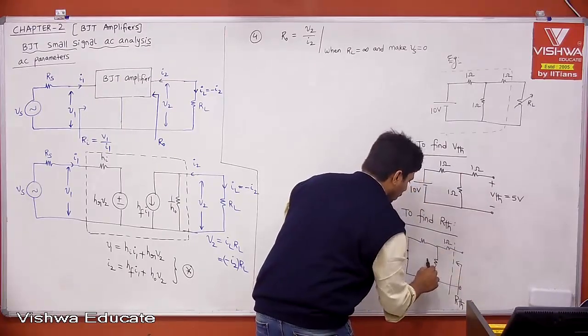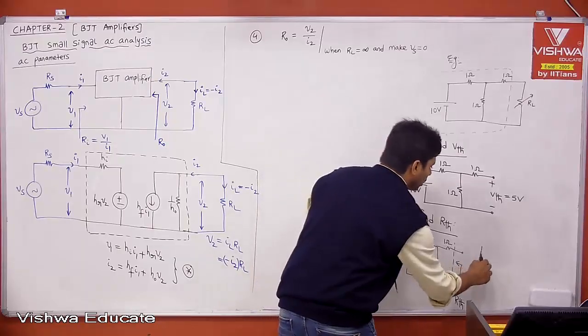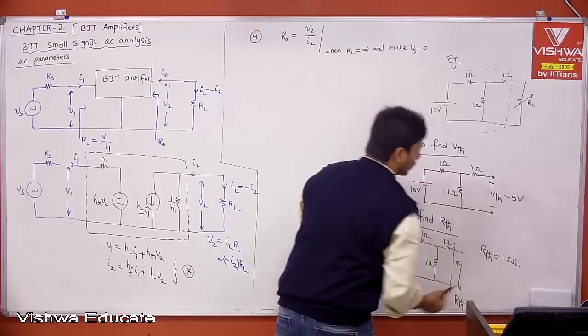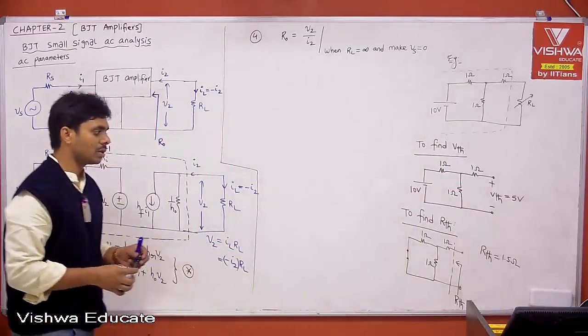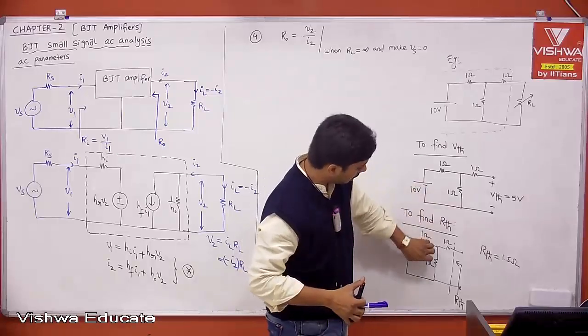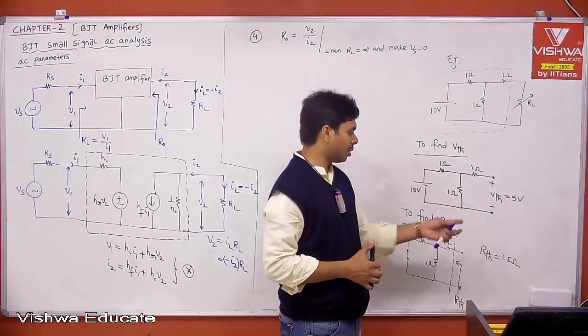This is 1 ohm, 1 ohm, 1 ohm. Therefore, what is RThevenin? If you calculate, you will get RThevenin equal to 1.5 ohm. That is your RThevenin. Because this one and this one, they are in parallel, and that combination is in series with 1. Therefore, overall that is 1.5 ohm.